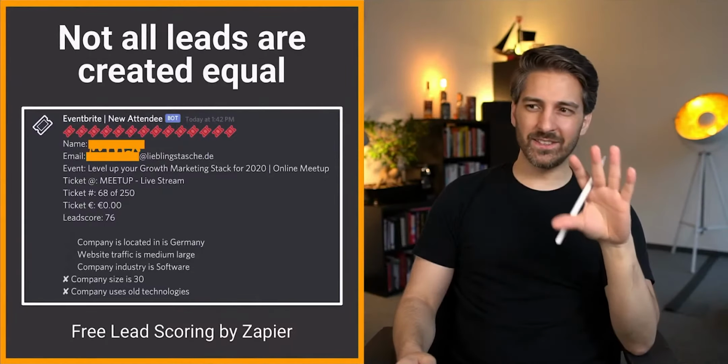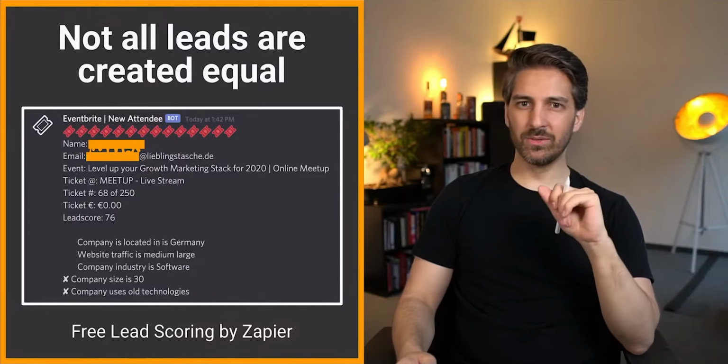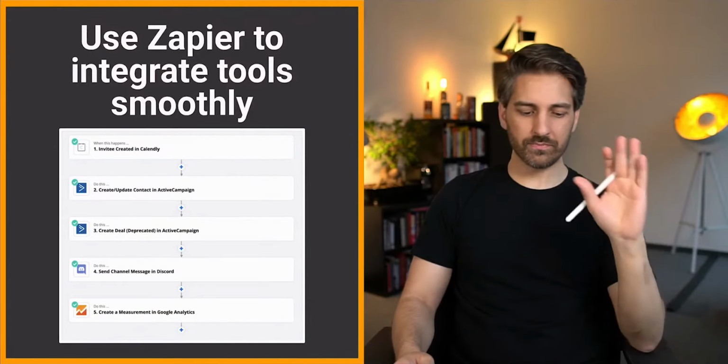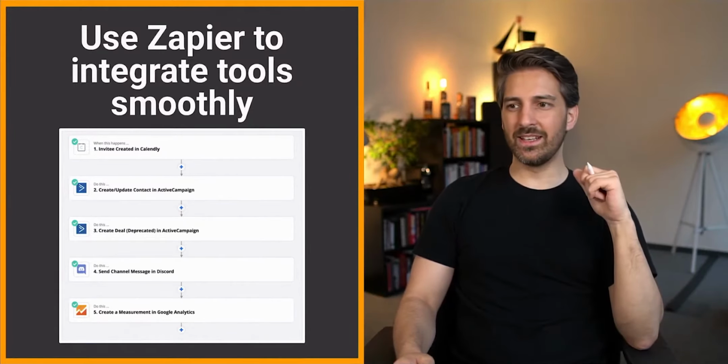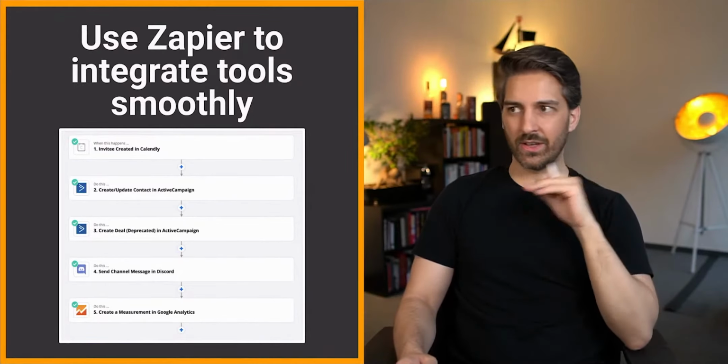And I love the lead scoring tool by Zapier. I thought you like it too, and pushing it into a channel like Slack or Discord is really a nice, fun add-on. So how does this look like?